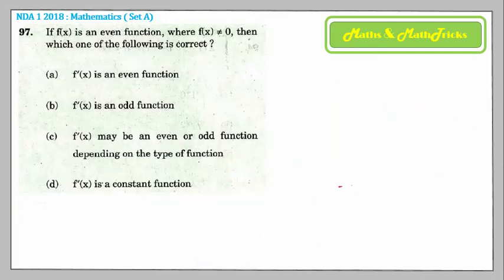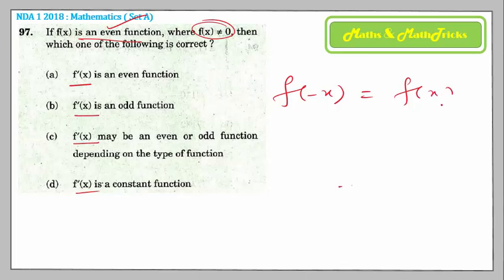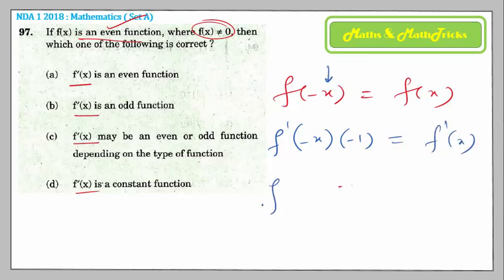Now see that whenever you have such questions, concepts are known to you. When you have a function which is a non-zero even function, then which one of the following is correct? You can see they spoke about f dash x in each option. See, they said f is an even function. Even functions satisfy this criteria: f of minus x is the same as f of x only. So when you differentiate this on both sides, you will get f dash of minus x into minus 1, because the derivative of minus x, equals f dash x. So it's f dash of minus x equals minus f dash x.